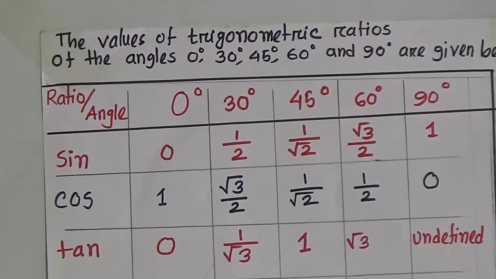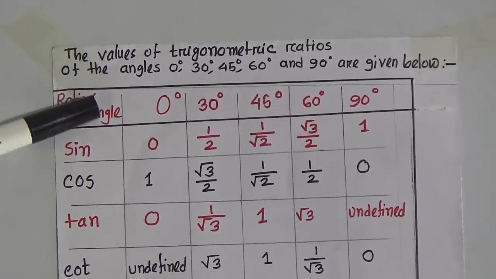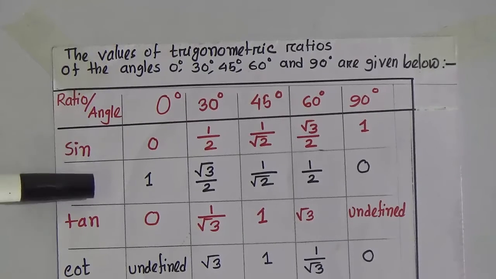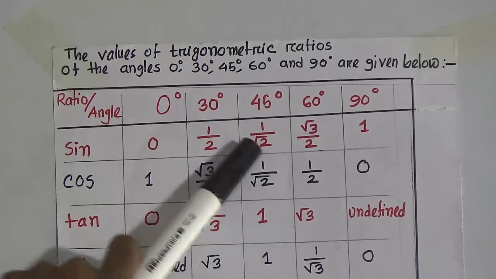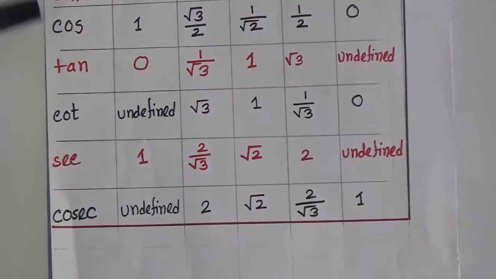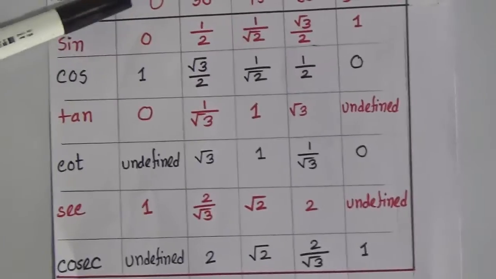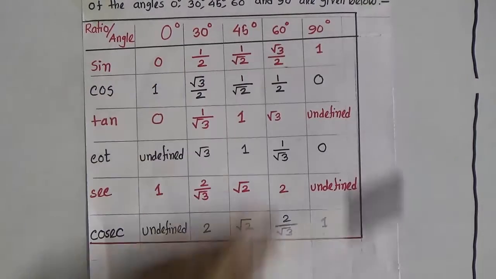Look, the values of trigonometric ratios of the angles 0 degree, 30 degree, 45 degree, 60 degree, 90 degree are given below. Ratio, angle: 0 degree, 30 degree, 45, 60, 90. And sine, cos, tan, cot, sec, cosec. You know these are the trigonometric ratios. And you see these are the angles 0 degree, 30 degree, 45 degree, 60 degree and 90 degree.